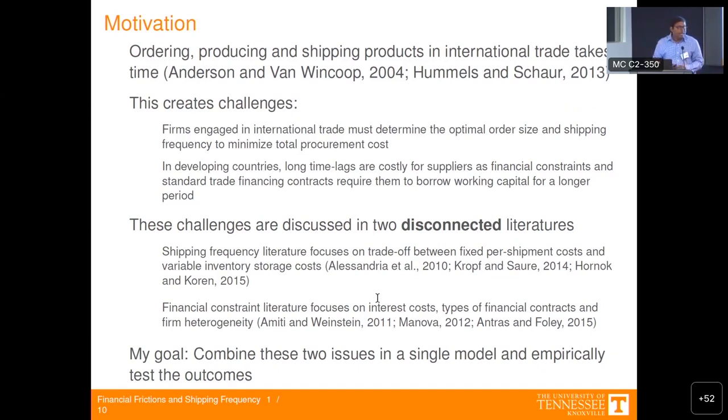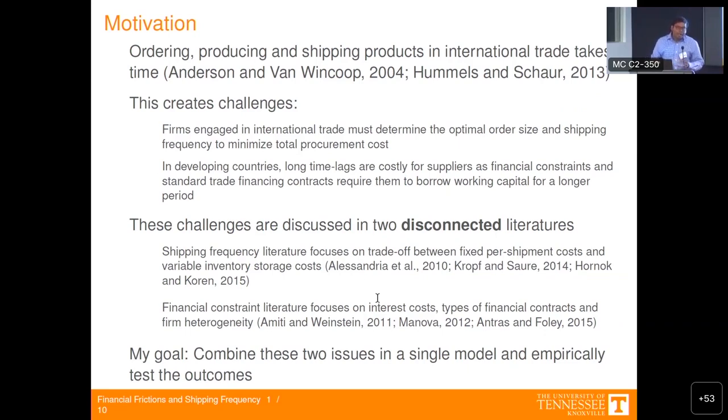Both of these challenges are discussed in two disconnected literatures. The shipping frequency literature focuses on the trade-off between per shipment fixed cost and variable inventory storage cost. And the financial contract literature focuses, on the other hand, on the interest rate cost, the nature of financial contracts between exporter and importer, and firm heterogeneity.